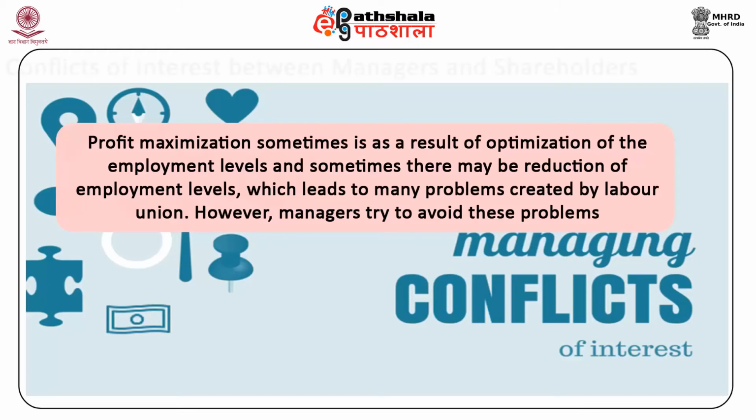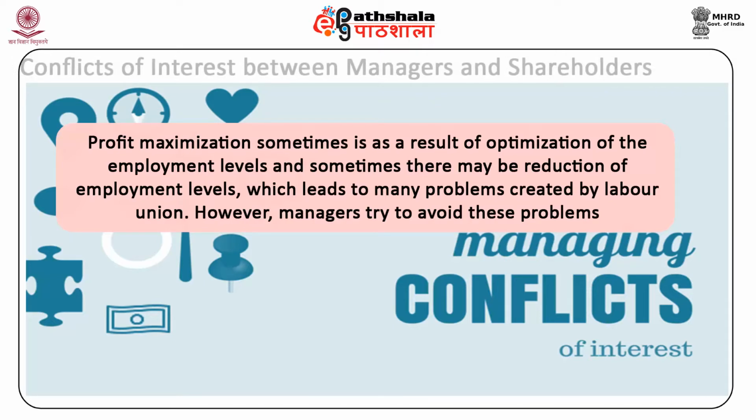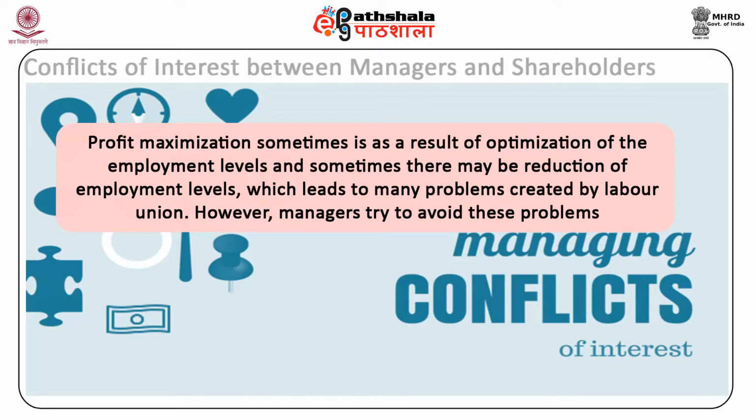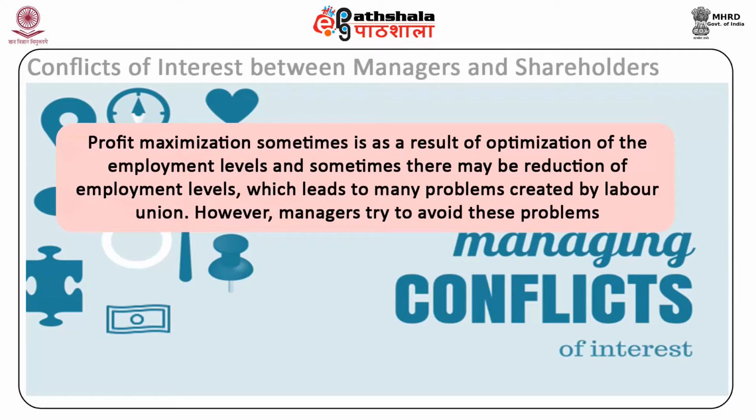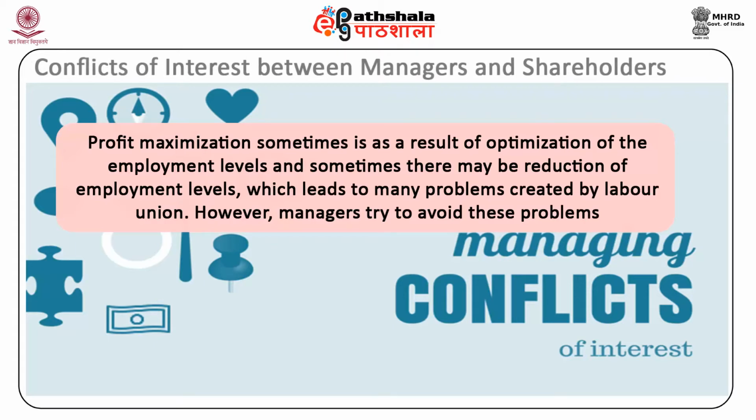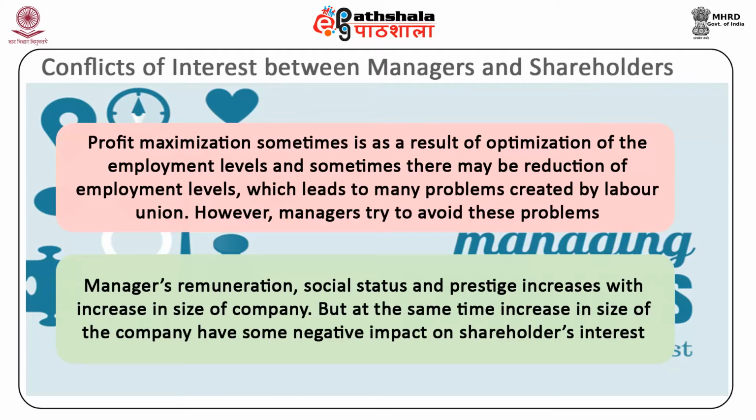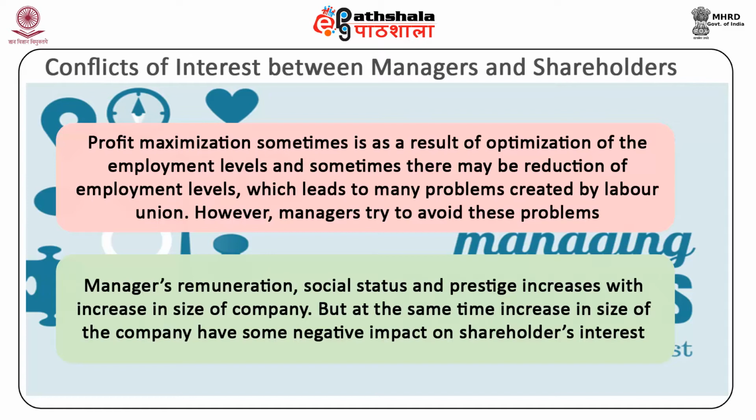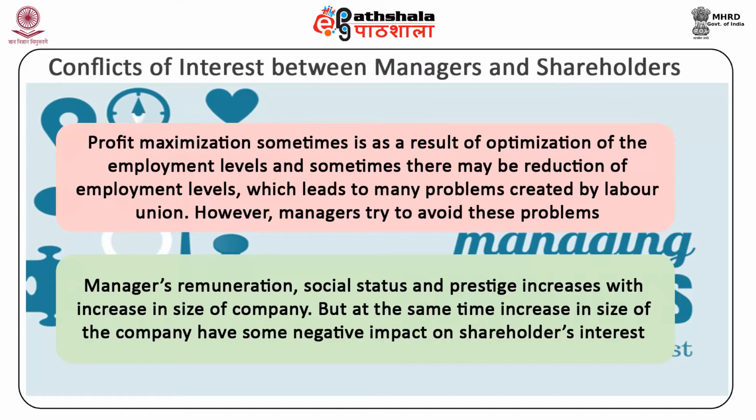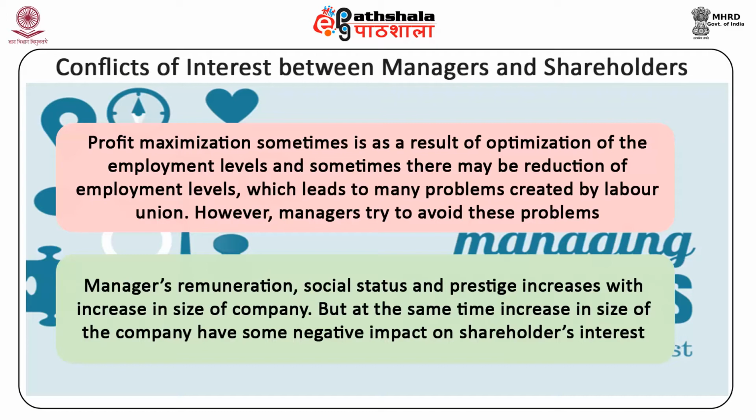Third, profit maximization sometimes results from optimization of the employment levels, and sometimes there may be a reduction of employment levels, which leads to many problems created by labor unions. However, managers try to avoid these problems. Fourth, managers' remuneration, social status, and prestige increase with the increase in size of the company. But at the same time, an increase in the size of the company has some negative impact on the shareholders' interest.